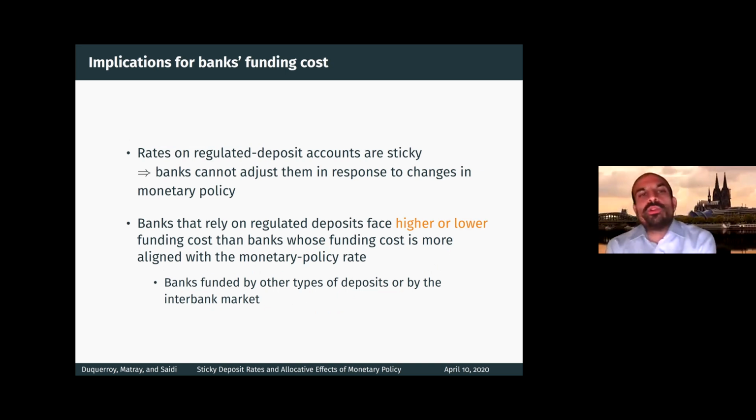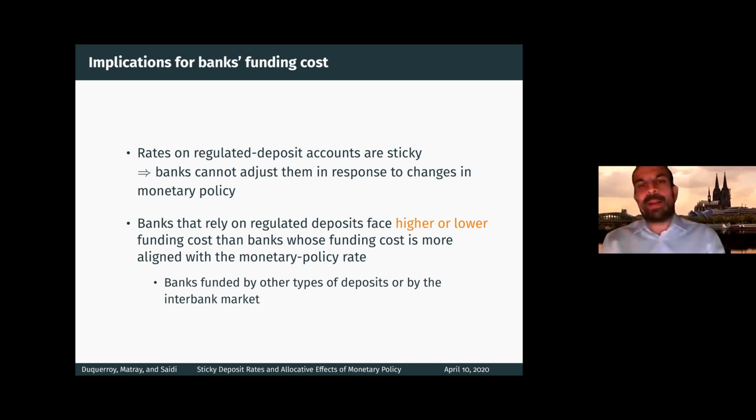As I hopefully convinced you, the rates on the regulated deposit accounts are sticky, and banks cannot adjust them in response to changes in monetary policy. Therefore, banks that rely on these regulated deposits, as opposed to, say, other deposits, the interbank market, etc., can face higher or lower funding costs than banks whose funding cost is more aligned to the monetary policy rate.